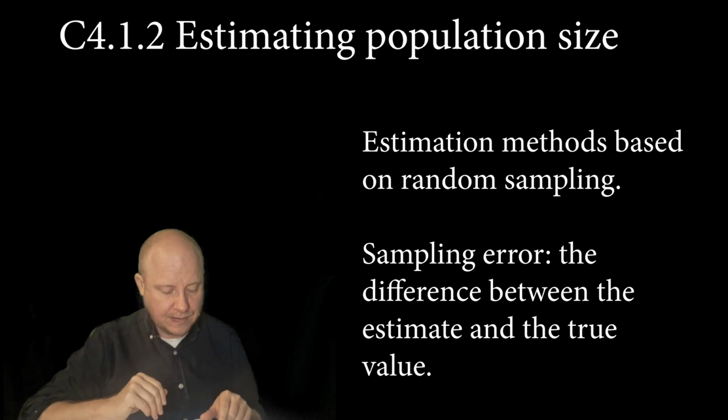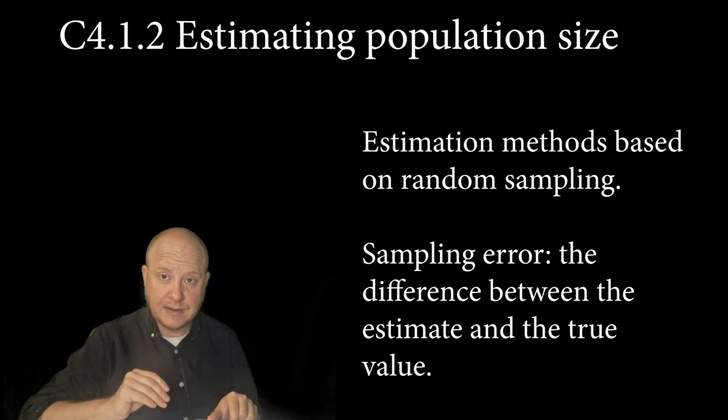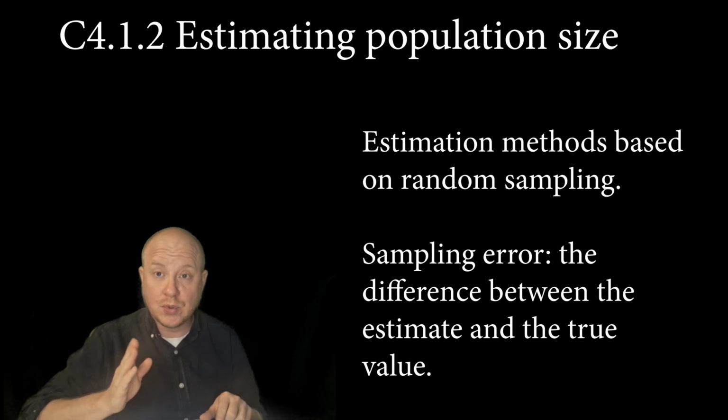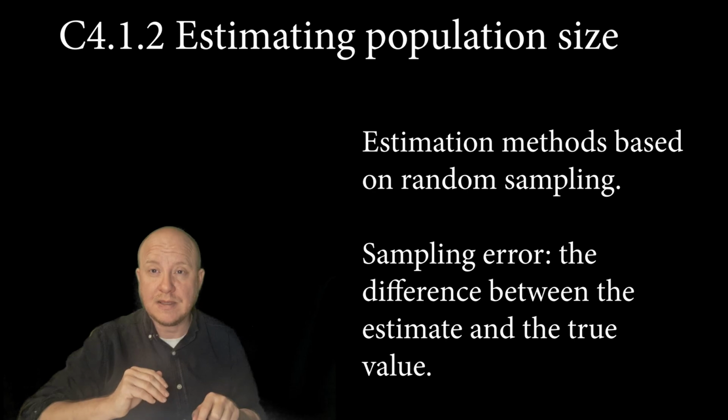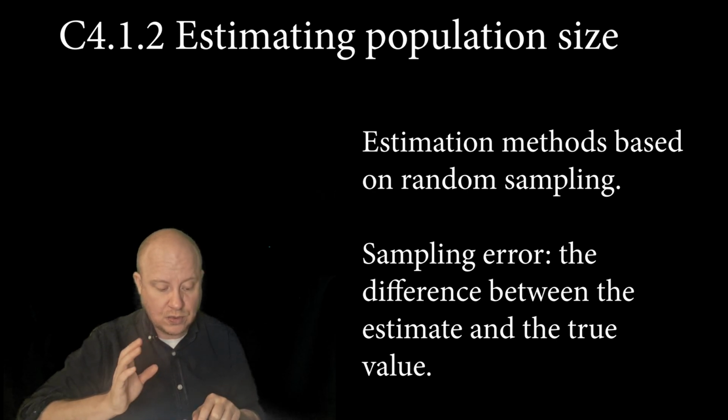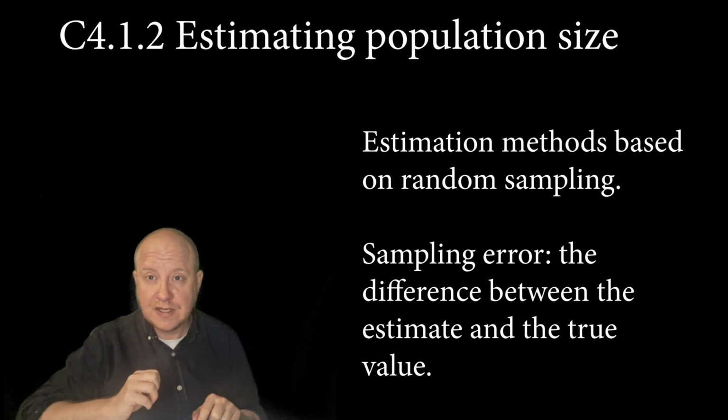sampling error. In this case, the difference between the estimate of population size and the true size of the whole population is the sampling error. If the estimate is 46 and the true size of the whole population is 50, then your sampling error is 4.